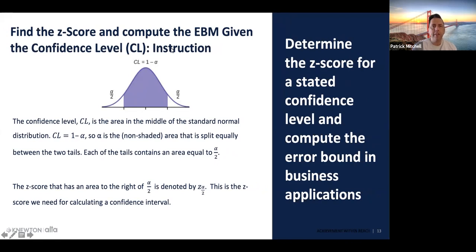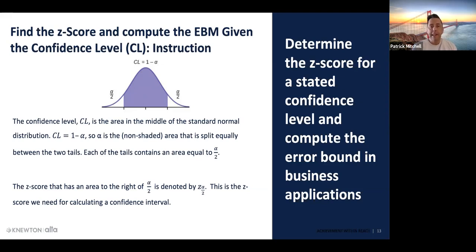All right, so this is the more typical kind of confidence interval problem. The confidence level, CL, is the area in the middle of the standard normal distribution. The notation that we usually use for confidence level is 1 minus alpha, which means that alpha is this non-shaded area that's split equally between the two tails. So the combined area of the two white regions is alpha, and the area of the purple region is 1 minus alpha. And of course, when you add those together, you get 1.